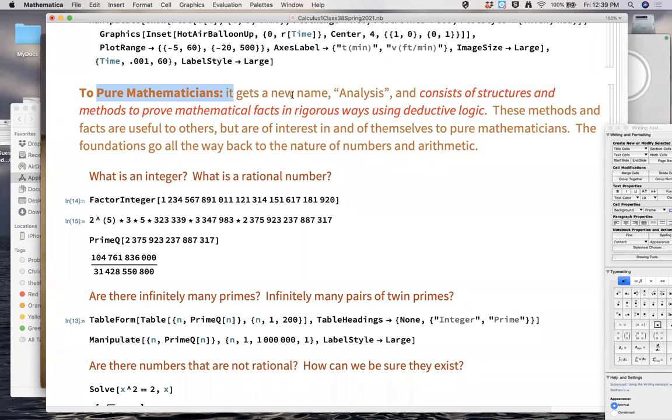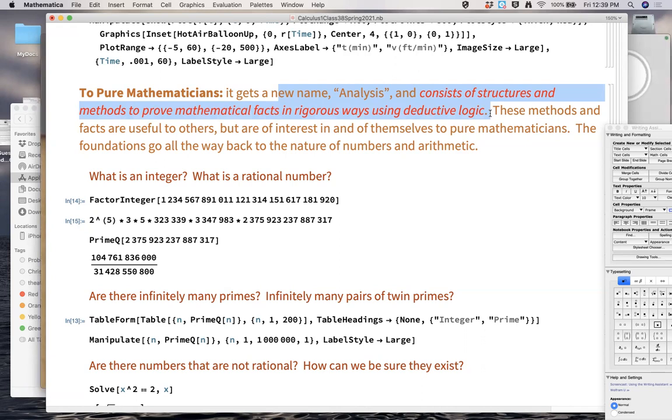To pure mathematicians, calculus actually gets a new name. It's called analysis. And we have a class here called real analysis, which is about delving into the foundations of calculus, trying to prove things like, say, the fundamental theorem of calculus using deductive logic. It actually takes quite a bit of work to do that. It actually is not easy at all. It's a very advanced class.